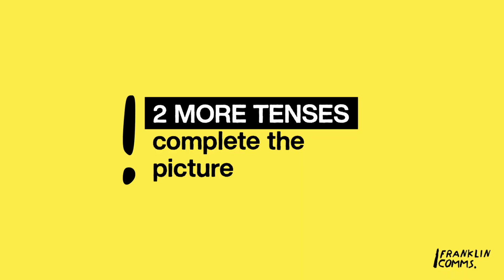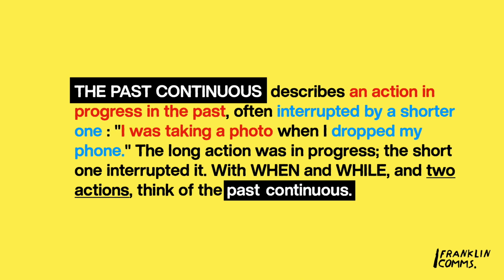2 more tenses complete the picture. The past continuous describes an action in progress in the past, often interrupted by a shorter one. I was taking a photo when I dropped my phone. The long action was in progress. The short one interrupted it. With when and while and 2 actions, think of the past continuous.